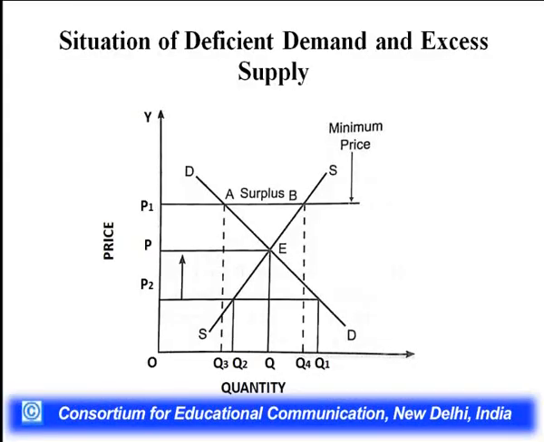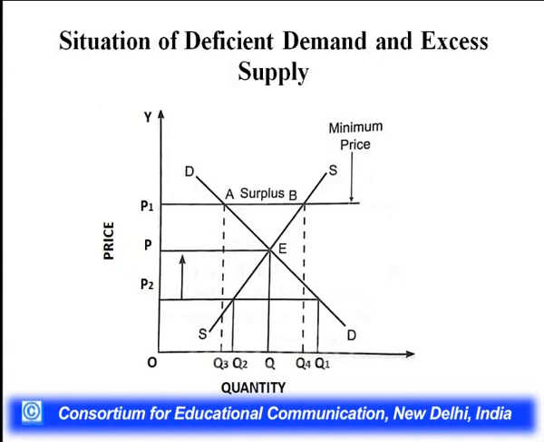Third situation may be that floor price is greater than equilibrium price. If this situation exists, then the situation of excess supply or surplus of the commodity would arise in the market. The situation of deficient demand and excess supply or surplus supply may be depicted with the help of this diagram.